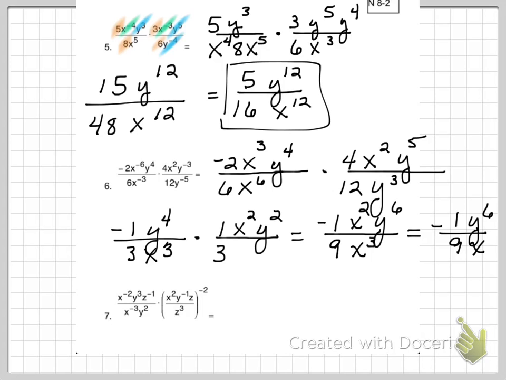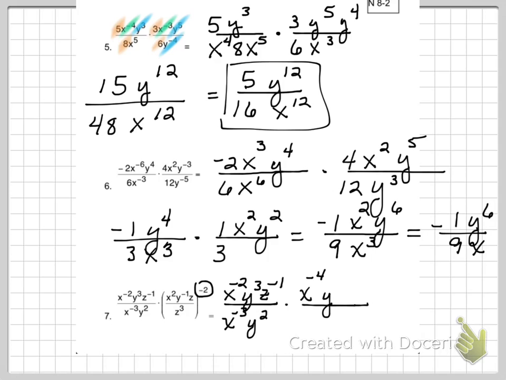Now let's look at number 7. This squared here has to be evaluated before we do anything else. So let's just write our first fraction just like it is. We won't do anything to it yet. Parentheses raised to a power, we've got to multiply those. So we multiply everything. We have x to the 2 times negative 2 becomes negative 4.